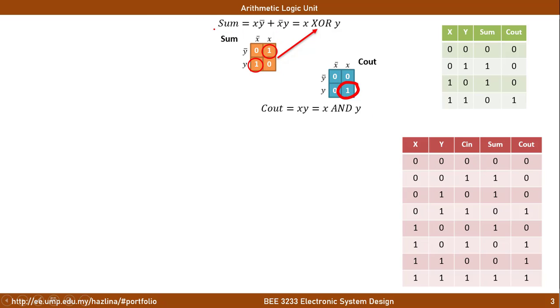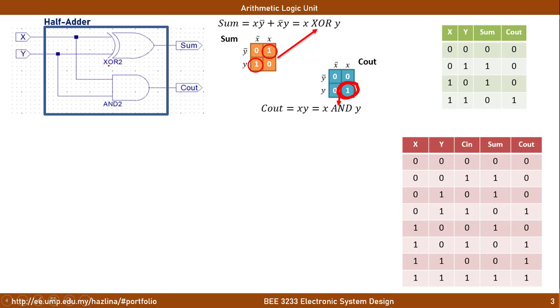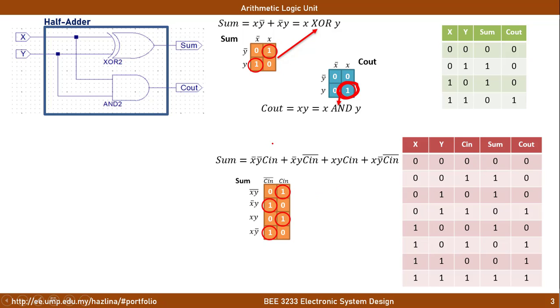So by deriving this equation, we can translate this into a half adder. Exclusive OR for sum and AND for cout. Similar process is being done for a full adder. First, we transfer from the truth table for sum into the Karnaugh map. Note that there are 4 simplified versions of loops here, and it is being represented by this equation.